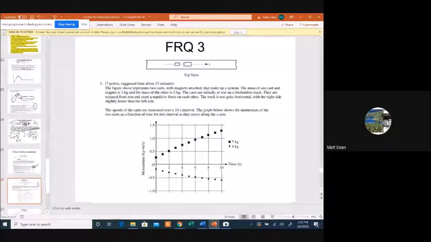We got one more FRQ we're going to look at. So today may be a little bit shorter than our other sessions. Here's FRQ 3. Take a minute and read number 3.